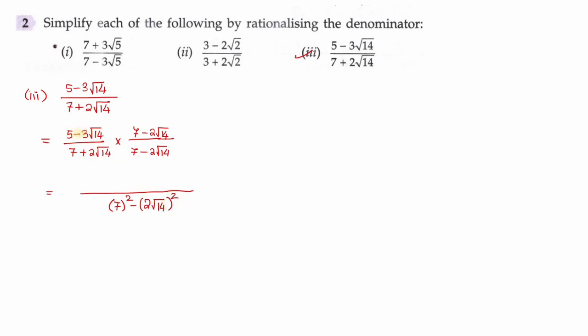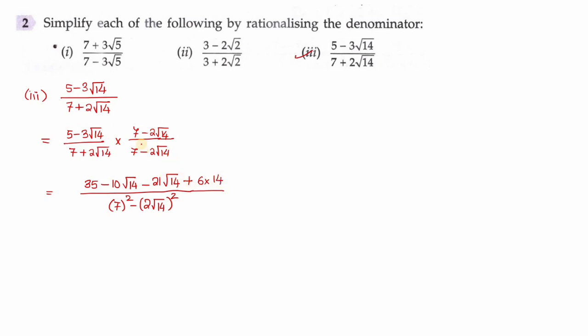Now let's multiply in the numerator. We will first multiply with 5. 5 into 7, 35. Minus is there. 5 into 2 is 10 root 14. So we are done with 5. Now we will multiply with this. So minus into plus is minus. 3 7s are 21 root 14. Minus into minus plus. 3 2s are 6 into root 14 into root 14 is 14.